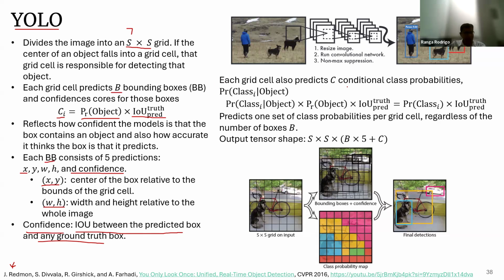Each grid cell also predicts C conditional class probabilities. So given that there is an object, probability of cat, probability of dog, and so on. If you have C classes, it will produce C numbers. So probability of class i given object, multiplied by probability of object, times IOU between truth and prediction. YOLO predicts one set of class probabilities per grid cell, regardless of the number of boxes.